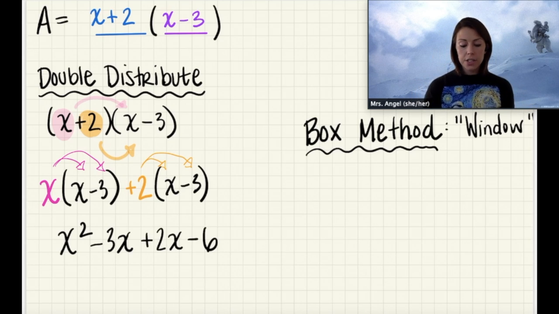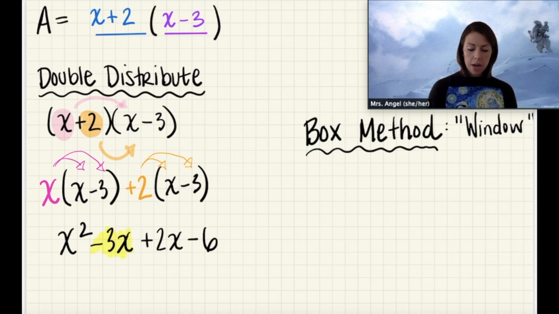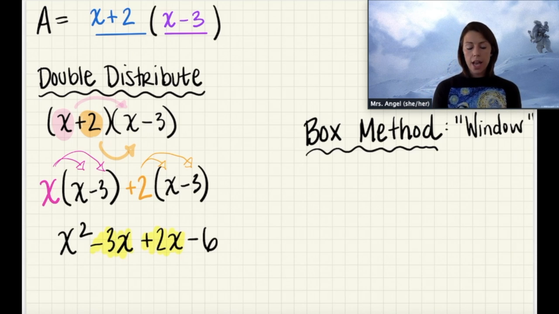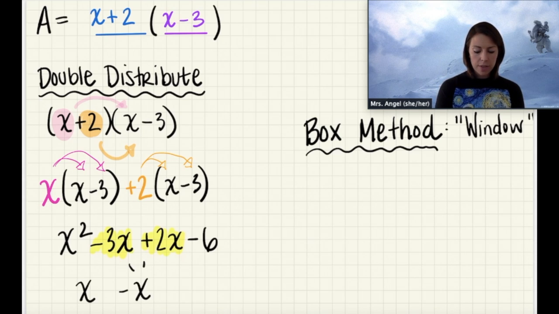Now, are there any like terms? Absolutely. We have a negative 3x and a positive 2x. So what's negative 3x plus positive 2x? That would be negative 1x or just negative x. So bring down the rest. You have x squared minus x minus 6, and there is our area.